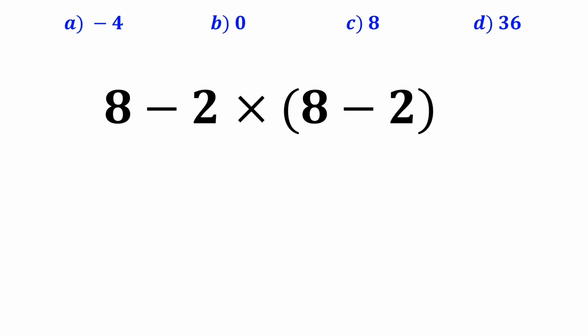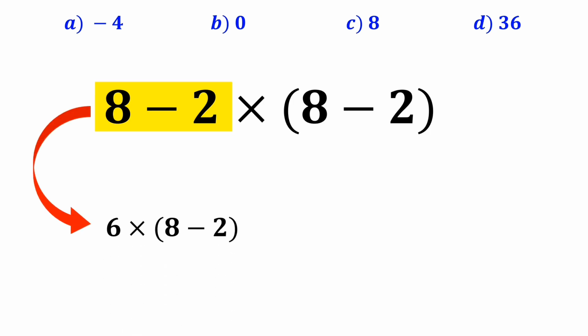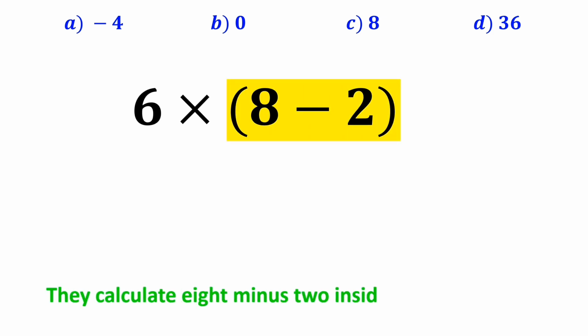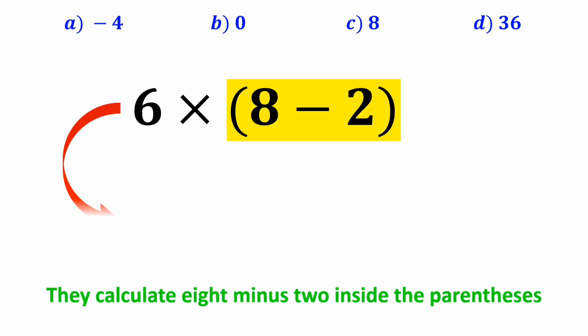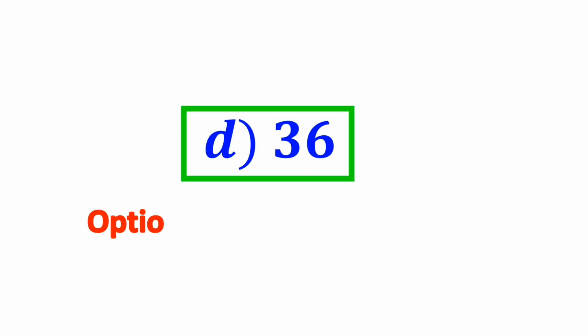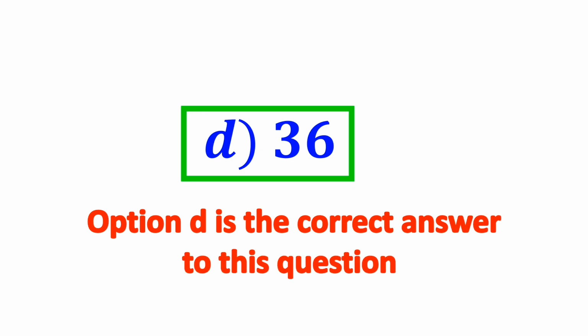In the first step, most people do 8 minus 2, which I have highlighted in yellow. So it becomes 6 times (8 minus 2). In the next step, they calculate 8 minus 2 inside the parenthesis, which becomes 6 times 6. And finally, the answer becomes 36. Then, without any hesitation, they quickly say that option D is the correct answer to this question.